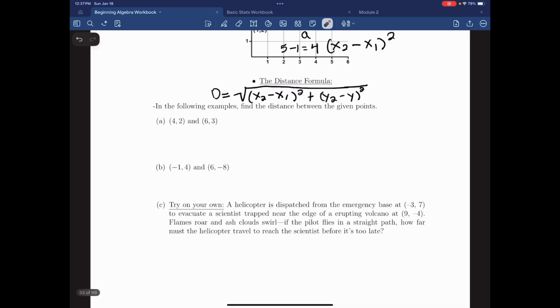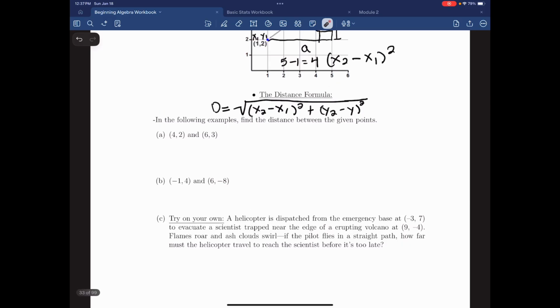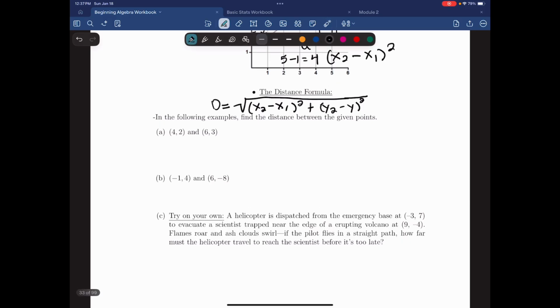Alrighty, so in the following examples, let's take the two sets of points and find the distance between them. So this is x1, y1, x2, y2. The distance formula is d equals the square root of x2 minus x1, so we have 6 minus 4 all squared, plus y2 minus y1, which is 3 minus 2 all squared.